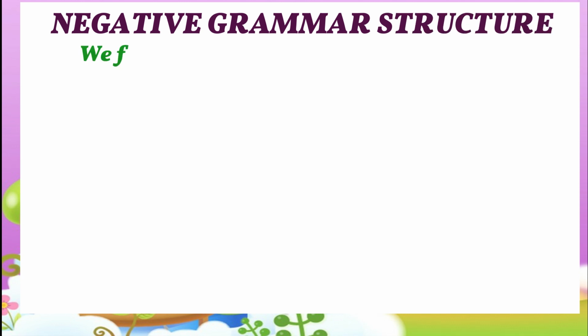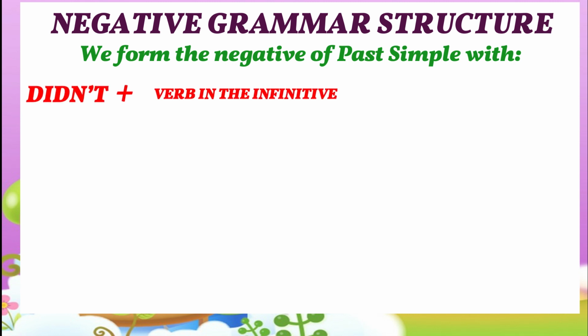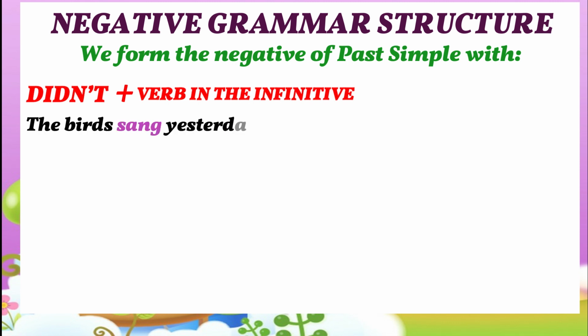Negation of the simple past is formed by didn't plus verb in its base form. Like in these examples, the birds sang yesterday morning. Sang is the simple past of to sing. So the negative is formed by didn't plus the verb in its base form, sing. And here we read, the birds didn't sing yesterday morning.